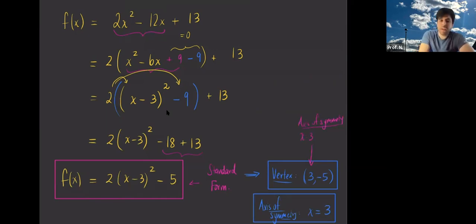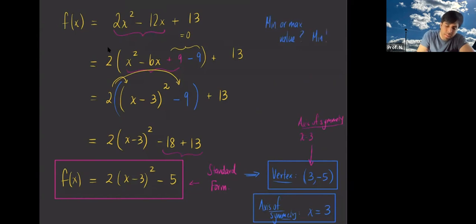And then what would be my max value? Or do I have a max value or do I have a min value? So what do I have? Do I have a min or max? I have a minimum because my A value is 2. So I have a minimum.